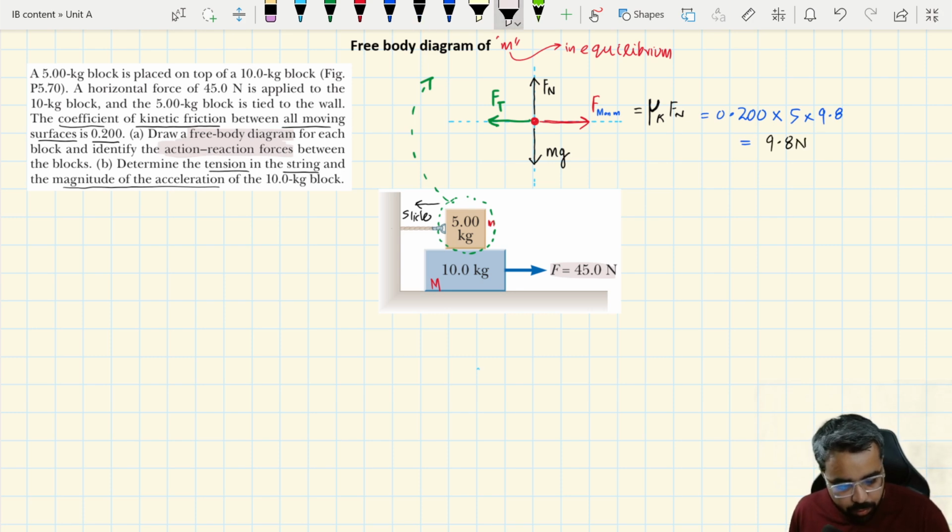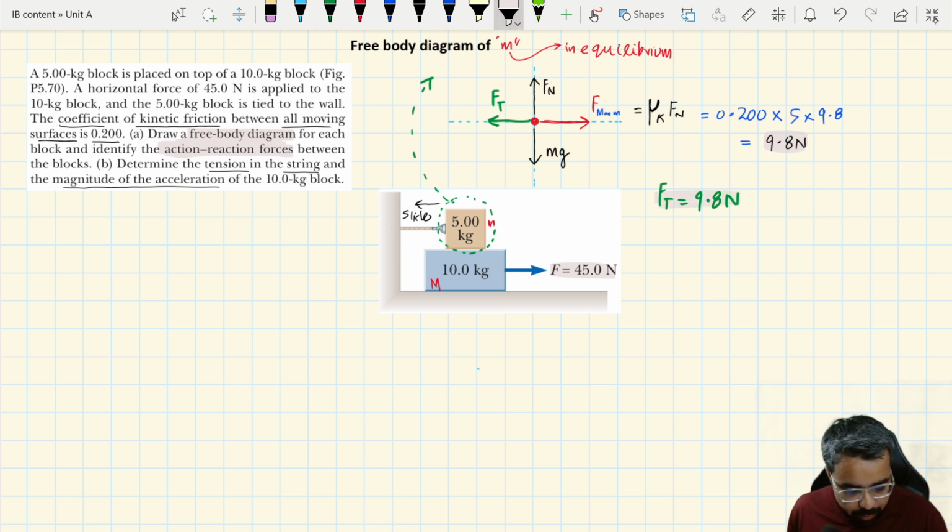Now remember I told you that the upper block is not moving because it is tied with a string. So that's why in the free body diagram we have drawn the same length of these two right and left arrows. On this basis, can I say that the force of tension is in fact 9.8 Newton?